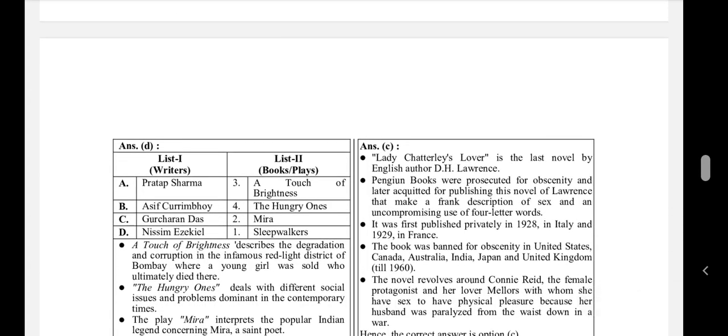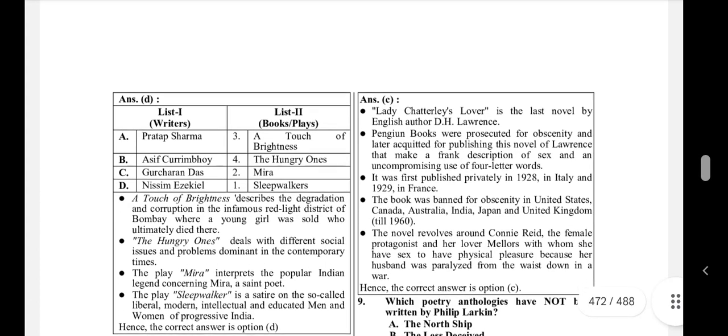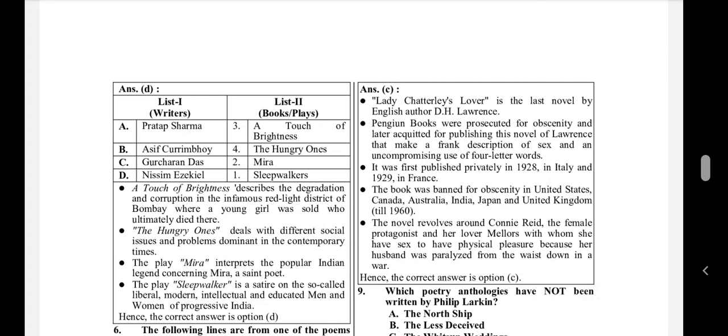Yes, that is correct. A Touch of Brightness describes the degradation and corruption in the infamous red light district of Bombay, where a young girl was sold who ultimately died there. So A Touch of Brightness was by Asif Karimboy. The Hungry Ones was by Pratap Sharma. It deals with different social issues and problems dominant in contemporary times. The play Mira interprets the popular Indian legend concerning Mira, a saint poet. So Mira was written by Gurucharan Das, and The Sleepwalkers was written by Nissim Ezekiel. It is a satire on the so-called liberal, modern, intellectual, and educated men and women of progressive India.